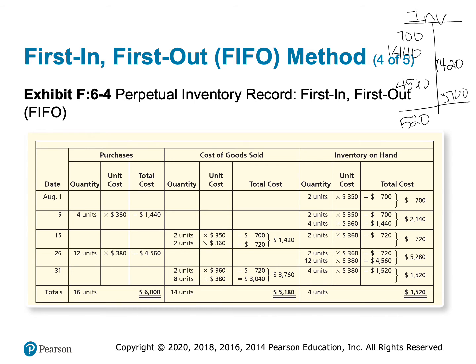So notice the total row here. In total, I purchased 16 units and I paid a total of $6,000. I sold 14 units, and those 14 units under FIFO have a cost of goods sold of $51.80. And at the end of the month, I had 4 units still on hand, and those 4 units had a total value or cost of $15.20.